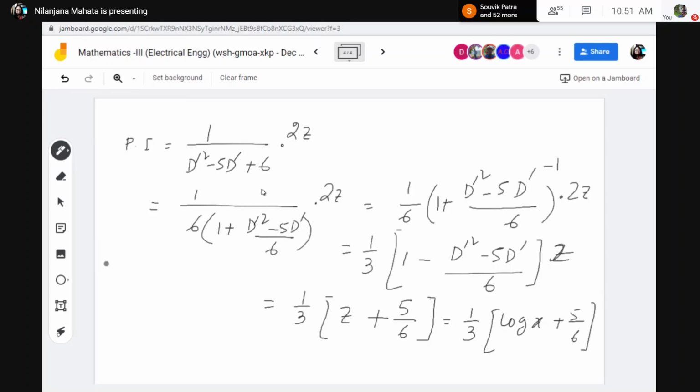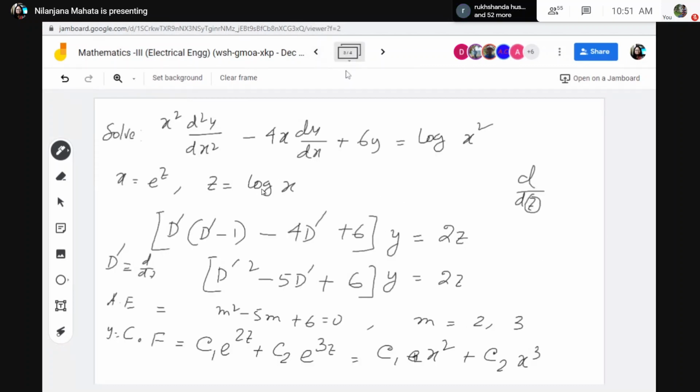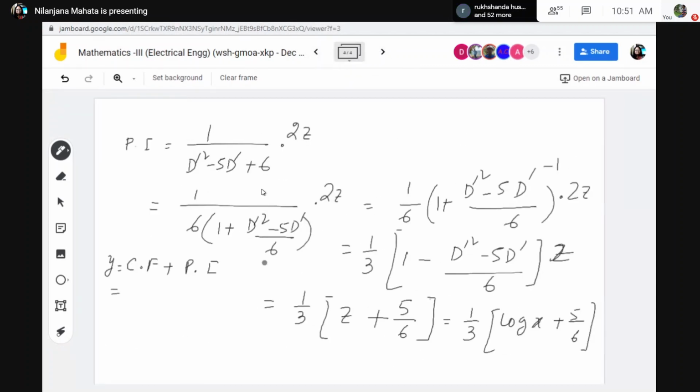So what is your complete solution? Y is equal to CF plus PI. CF was C1 x square plus C2 x cube. So your solution is C1 x square plus C2 x cube plus 1/3 log x plus 5 by 6.